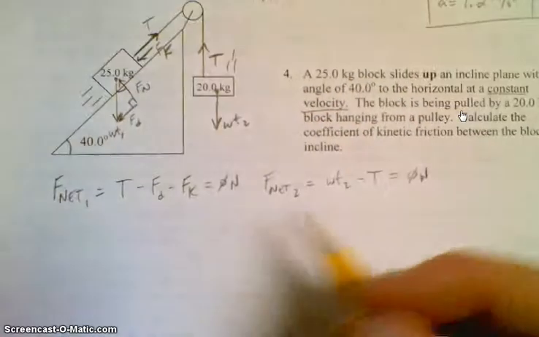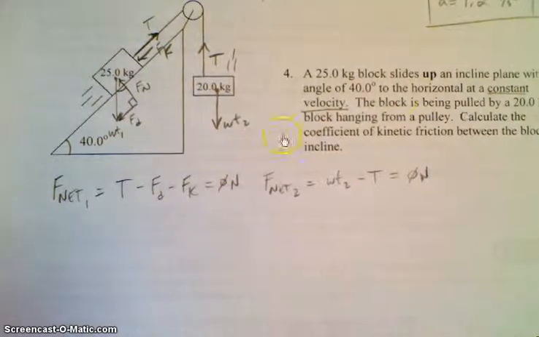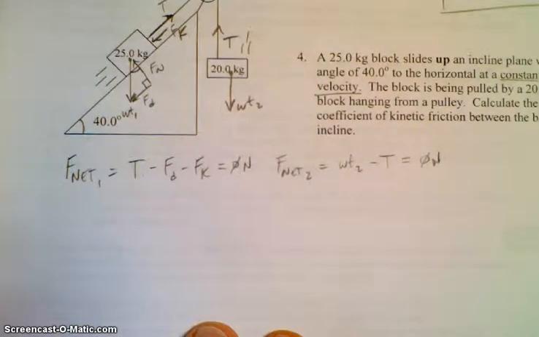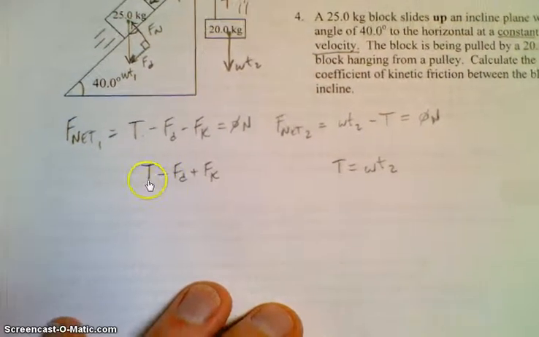So what I want you to do now is solve both equations for T, and then we'll continue to reduce down here in just a bit. So solve for T and see what you get. Pause the video. Here's what you should get. Tension is equal to Fd plus Fk, and tension equals weight 2.